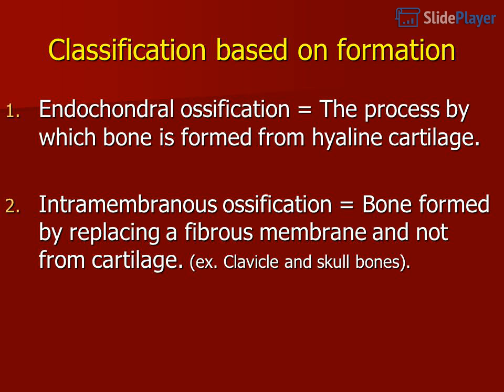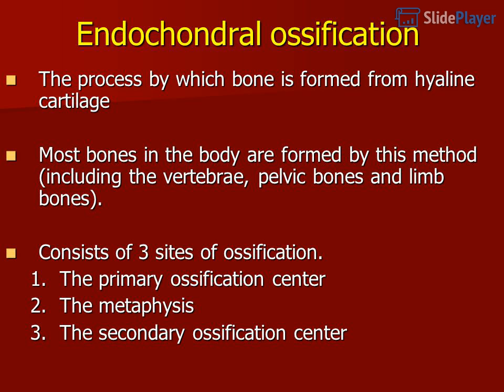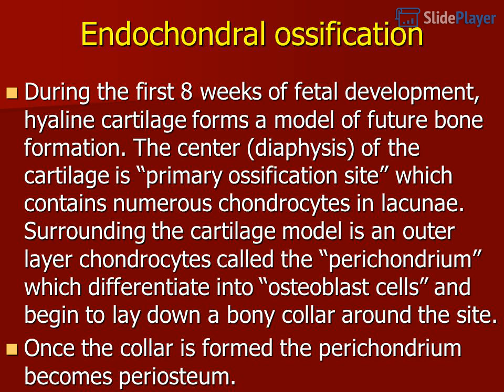Examples: clavicle and skull bones. Endochondral ossification is the process by which bone is formed from hyaline cartilage. Most bones in the body are formed by this method, including the vertebrae, pelvic bones and limb bones. It consists of three sites of ossification: the primary ossification center, the metaphysis, and the secondary ossification center.